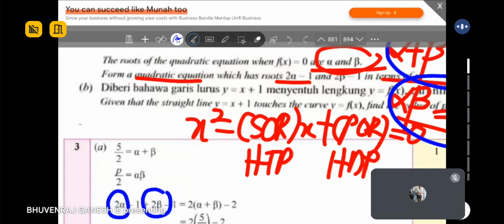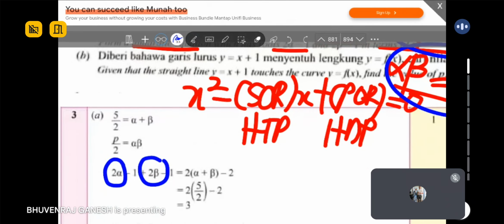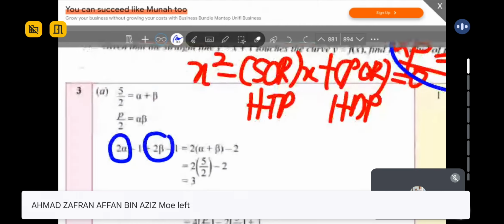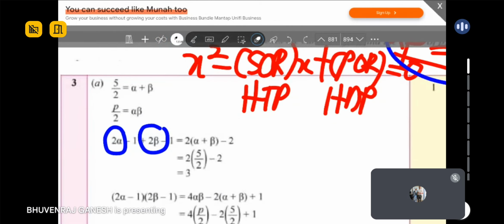So you see that 2 alpha, 2 beta, 2 tu serupa kan? 2 is a common term. So kamu boleh faktorkan keluar. Bring the 2 outside. Okay, and then kamu gantikan. Alpha plus beta equal to 5 over 2. Then kamu cari nilai dia. Find the value.